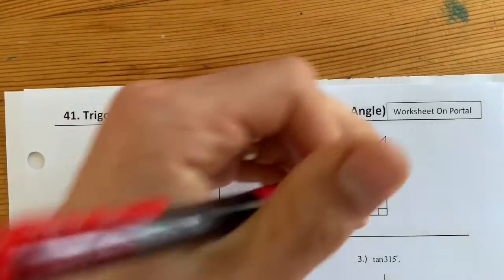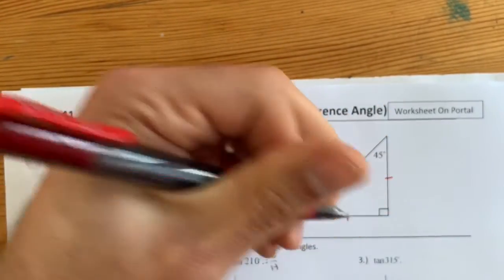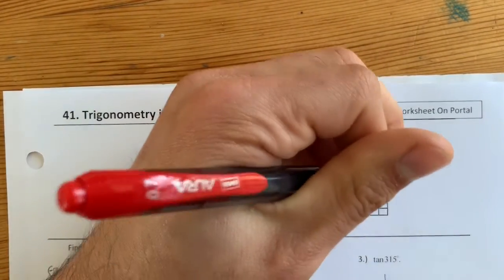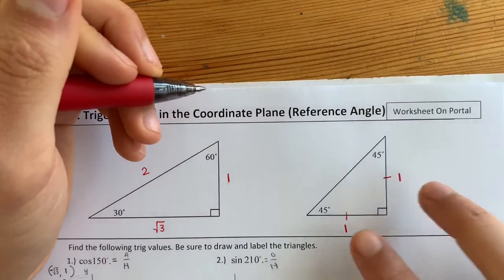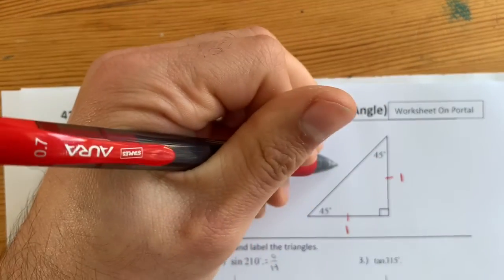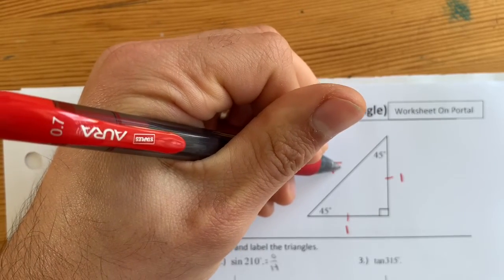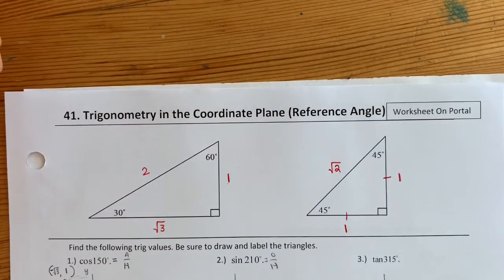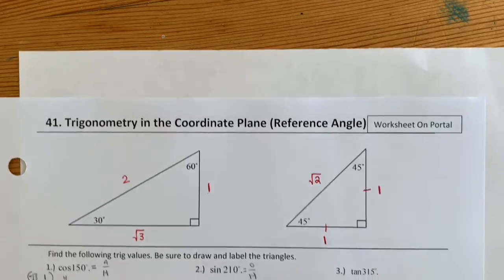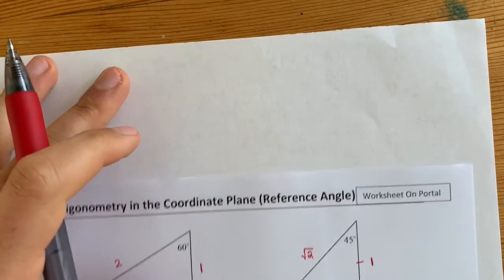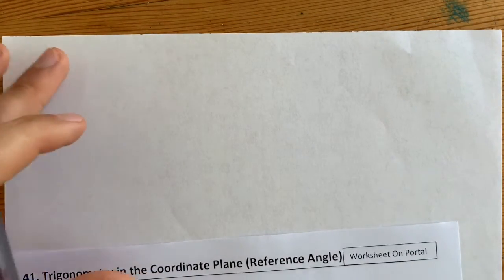For a 45, 45, 90, this is an isosceles triangle. We like to call these sides 1 and 1. They're the same since it's isosceles. To get the hypotenuse, we times that by a radical 2. So make sure we know those, and then let's develop the idea of how we're going to work with trigonometry here. I'll give you one example, and then I'll let you try, and we'll go through the notes.